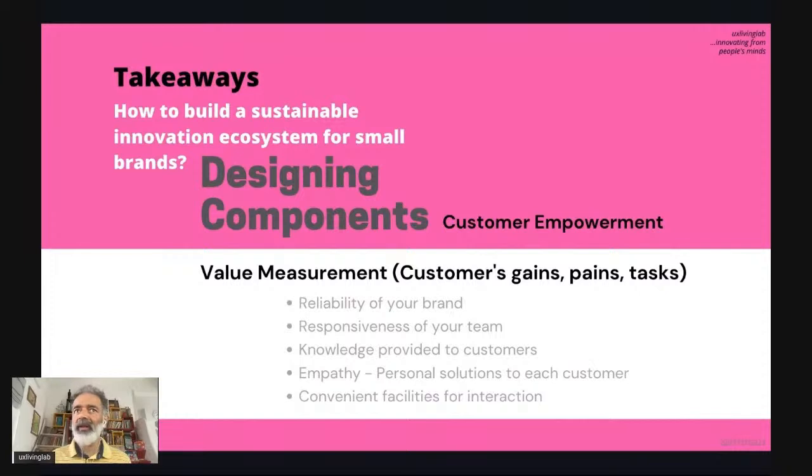So track the value you created in the customer's mind with your product or service. That is the end result of this, and it gives business to you. It improves the brand value. If you improve the brand value, it gives business.